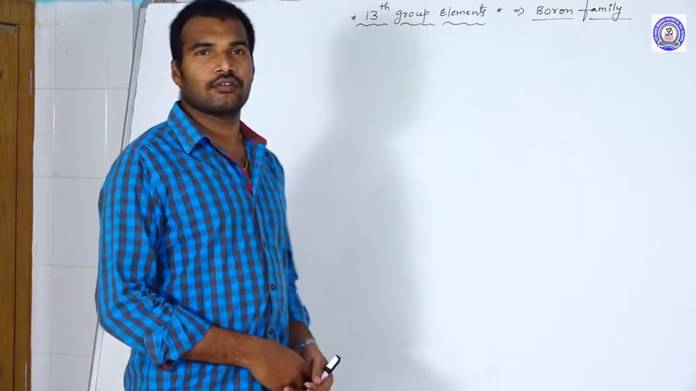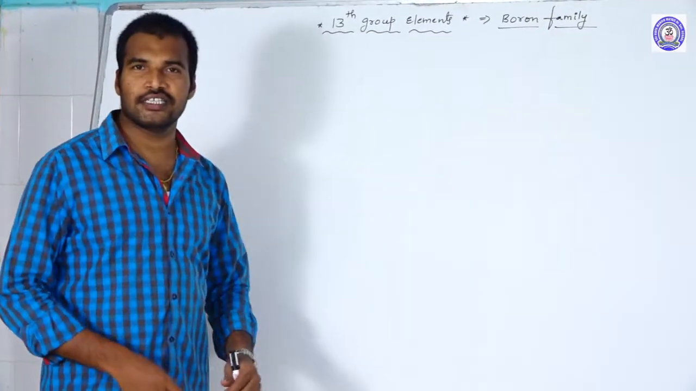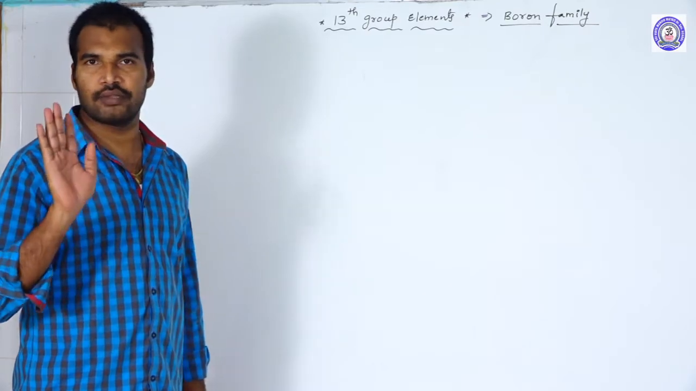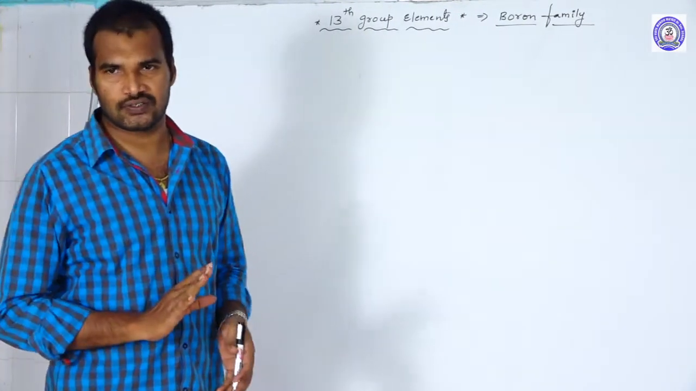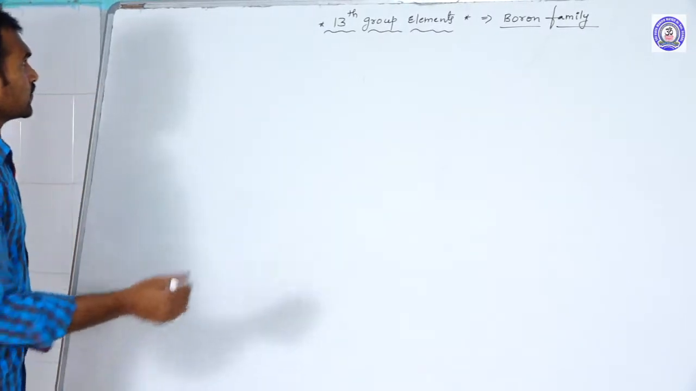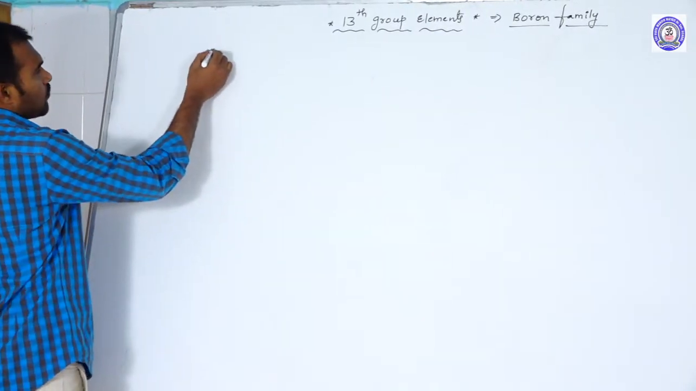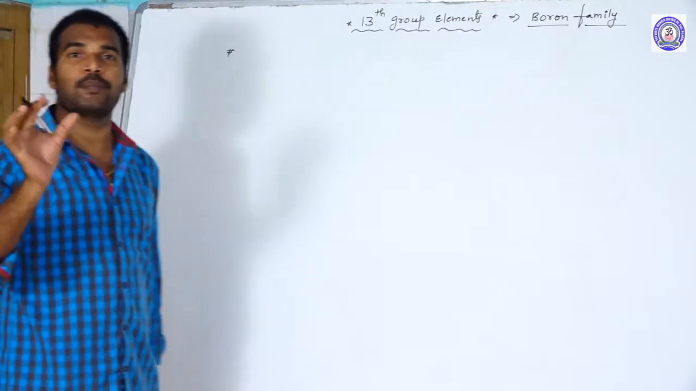Welcome everyone. So today we are going to discuss the 13th group elements. The 13th group elements we also call the Boron family, also called third A group elements. Okay, so let us restart. Yes, the 13th group elements. This is the first group in the p block elements.